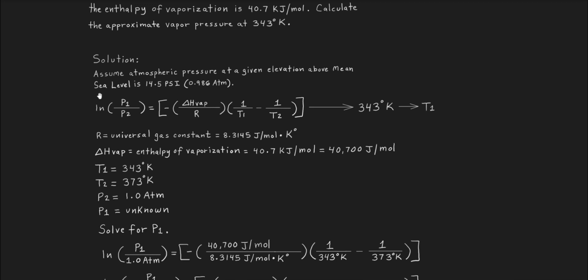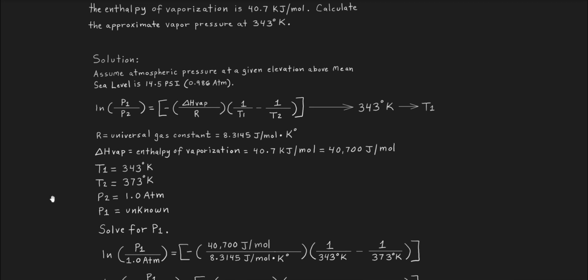So assume we're in an environment that has 14.5 pounds per square inch atmospheric pressure at some given elevation. So that translates to 0.986 atms, because at 14.7 psi means sea level, 0 MSL altitude, we have 14.7 pounds per square inch. So we then have a standard to reference the information that's calculated.